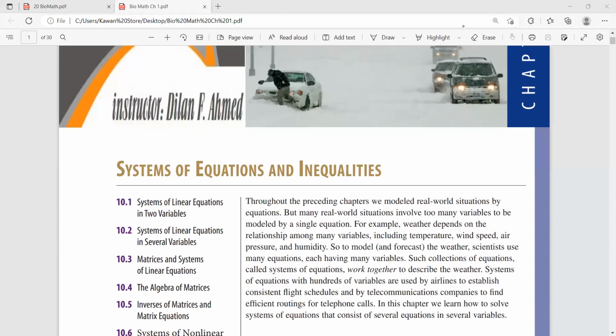Good afternoon, and welcome back again. So here we are going to start with chapter 1. Here we are going to talk about systems of equations.